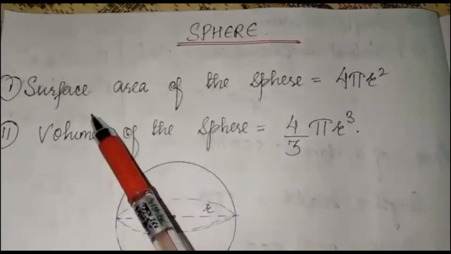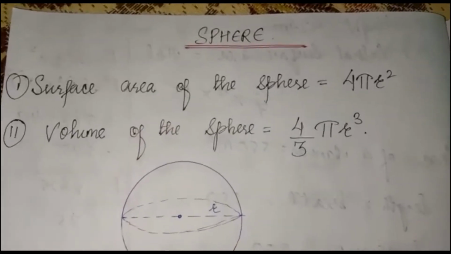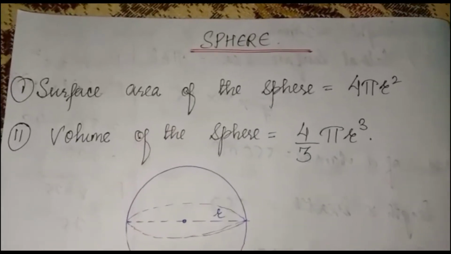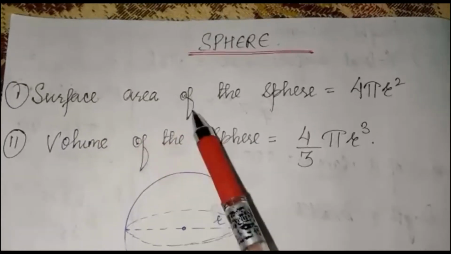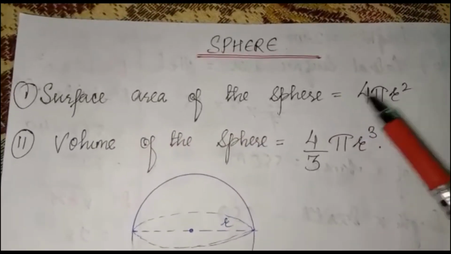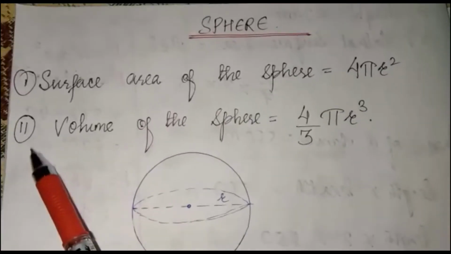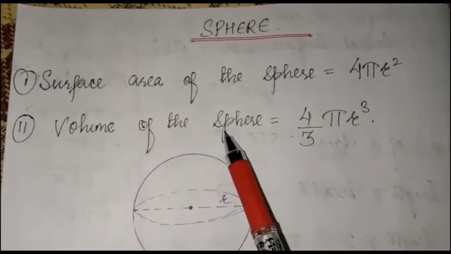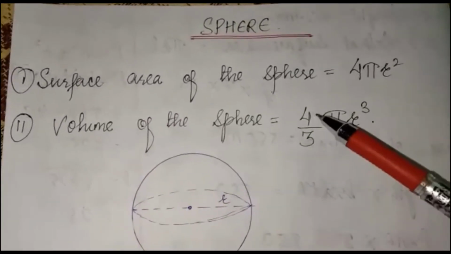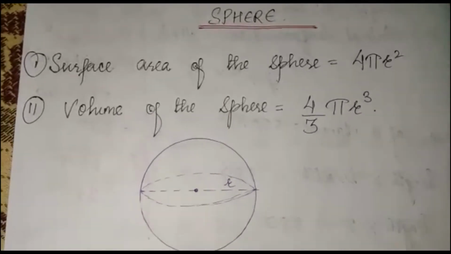Okay, so surface area of the sphere, we have only one area. We don't have lateral surface area and total surface area. We have only one area, that is surface area of the sphere, which is 4 pi r square. Number 2 is volume of the sphere. What will be the volume? Volume is 4 by 3 pi r cube. So this is the formula of sphere.